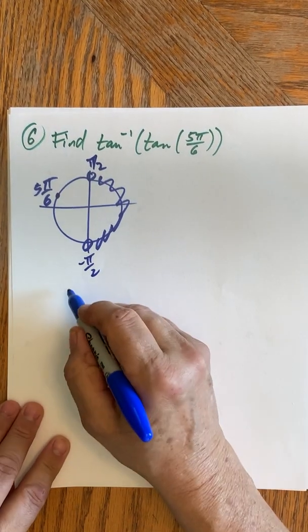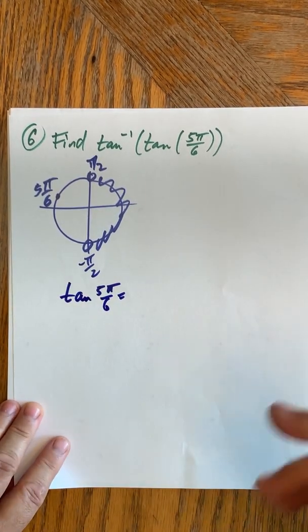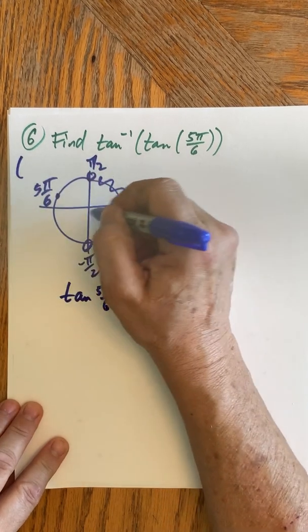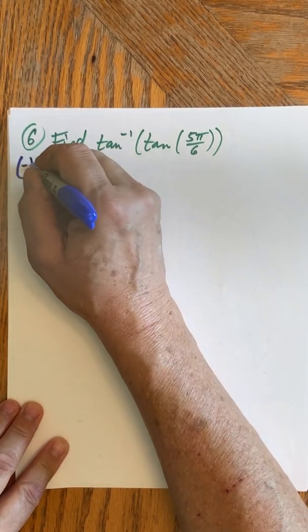So let's do that. So what is the tangent of 5 pi over 6? So this is the evaluation part. Well, at 5 pi over 6, I go what? Over negative square root 3 over 2 and up a half.